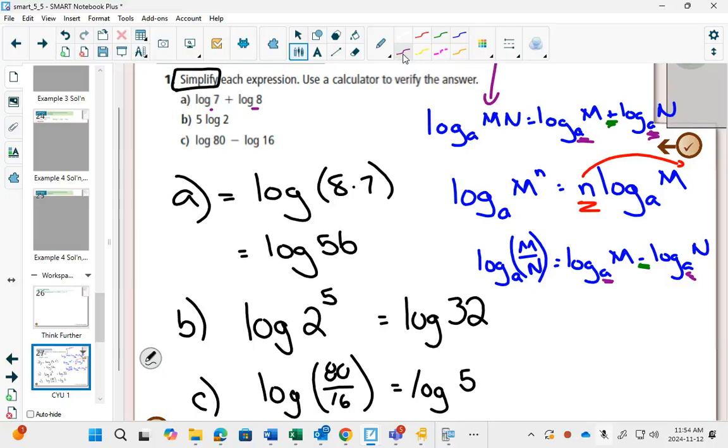Questions for practice on this one? Parts 4 and 12.